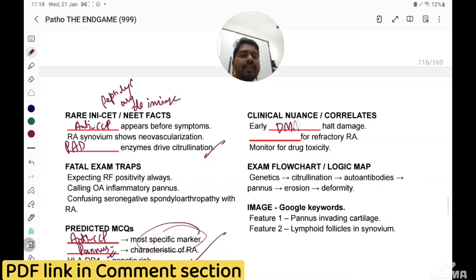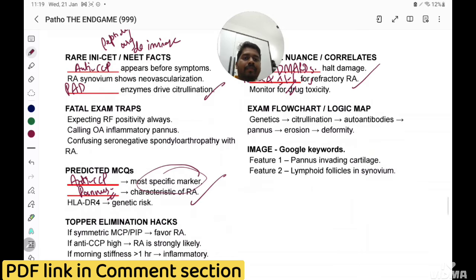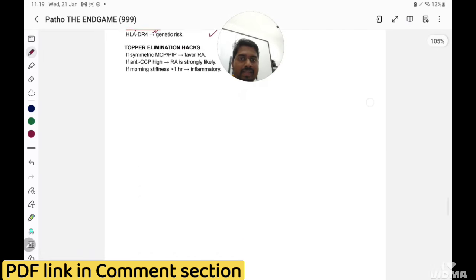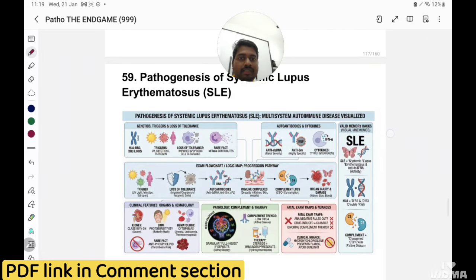Okay, early disease modifying anti-rheumatic agents decrease the damage. And for refractory RA we use TNF alpha inhibitors and IL-6 antagonists. Okay, so this is all about rheumatoid arthritis you need to know from pathology. Now the next 2 slides will be based on SLE alone.